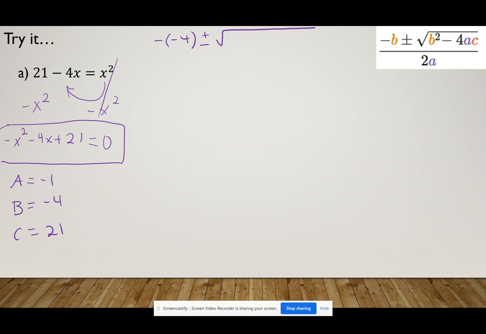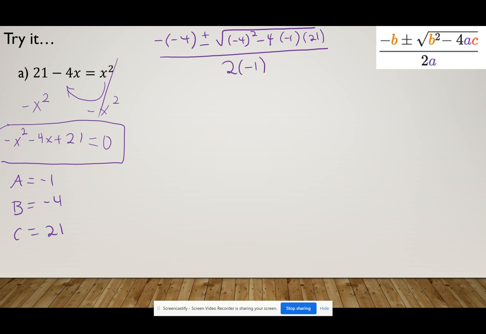B is, again, negative 4 squared minus 4. A is negative 1. C is 21 over 2, and then A is negative 1. So notice how every single value that I substituted in, I put in parentheses.